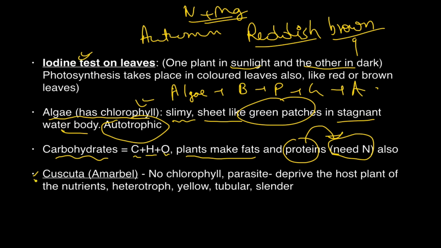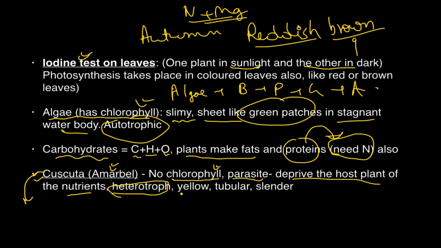Now Cuscuta is a characteristic example. It is a plant, but it is completely heterotroph. It is also called as amar bel because it sucks the life out of others. There is absolutely no chlorophyll. It is a parasite. It deprives the host plant of the nutrients.